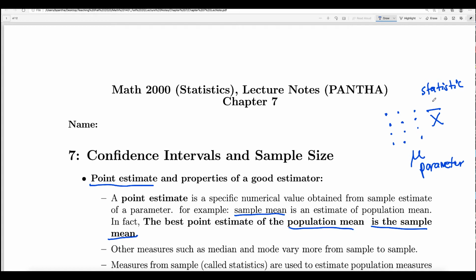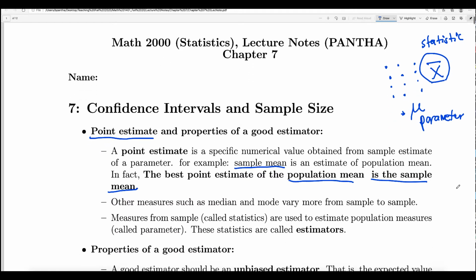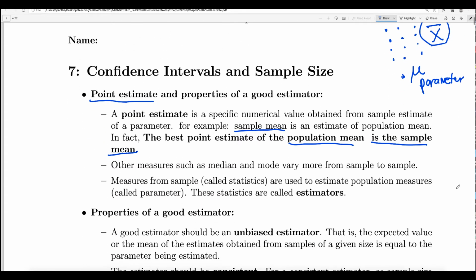So to estimate the population mean mu, we use the sample mean, and we say that the sample mean is the best point estimate for the population mean. Measures of a sample are called statistics, and they are used to estimate population measures called parameters. These statistics are called estimators. So x bar is the estimator for mu, for example.